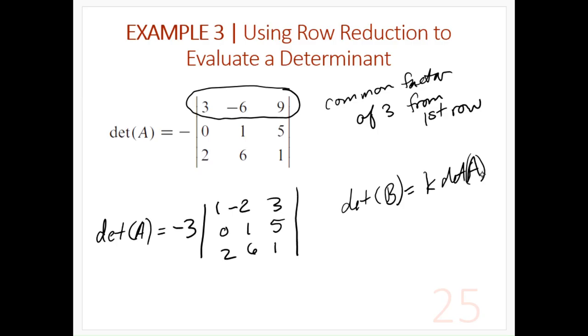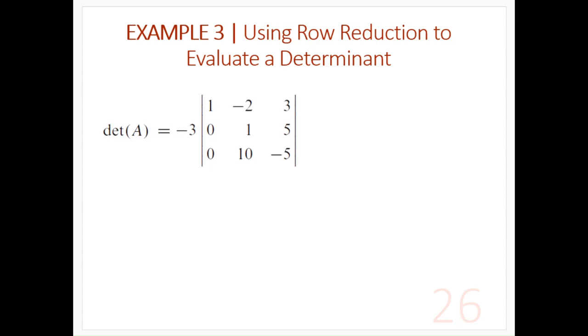Alright, so now what are we going to do? The next thing to do, in order to reduce this further, as you will note, is what we did: we did negative 2 times the first row, and we added to the third row.